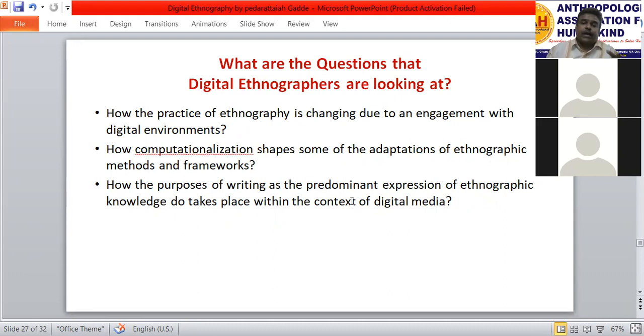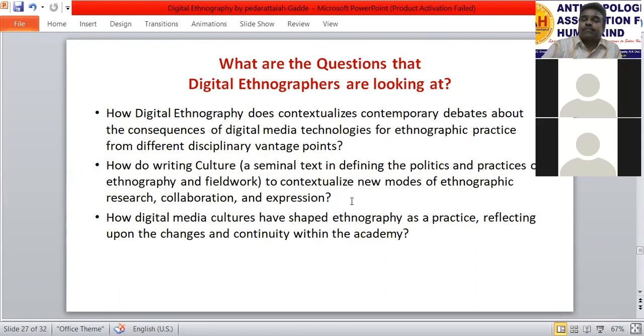How the practice of ethnography is changing due to an engagement with the digital environment. How computationalization shapes some of the adaptations of ethnographic methods and frameworks. How the purposes of writing, as the predominant expression of ethnographic knowledge, take place within the context of digital media.